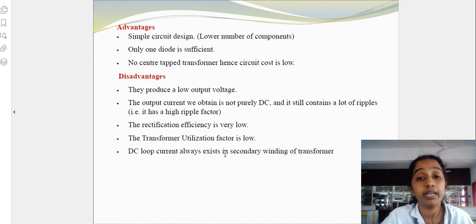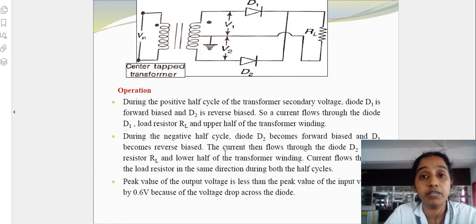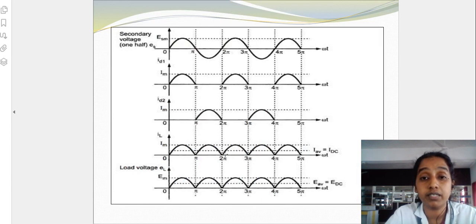So in order to eliminate all this, we need to go for the full wave rectifier. In the full wave rectifier, we use two diodes. One diode conducts during the positive half cycle and the other diode conducts during the negative half cycle. So during both cycles, I get my output. This gives a better result when compared to the half wave rectifier.